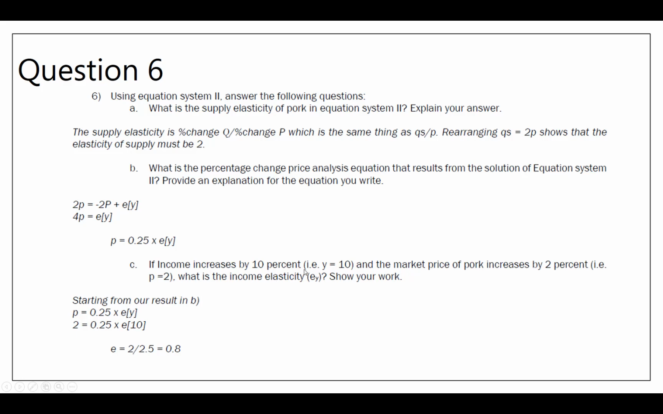If income increases by 10%, Y is equal to 10. The market price for pork increases by 2%. P is equal to 2. What is the income elasticity? So that just means substitute into your equation there. 2 is equal to 0.25 times E times 10. If you work that out, you'll have 0.8. And that's the income elasticity that works out into this problem, assuming 2% is the percentage change in price.